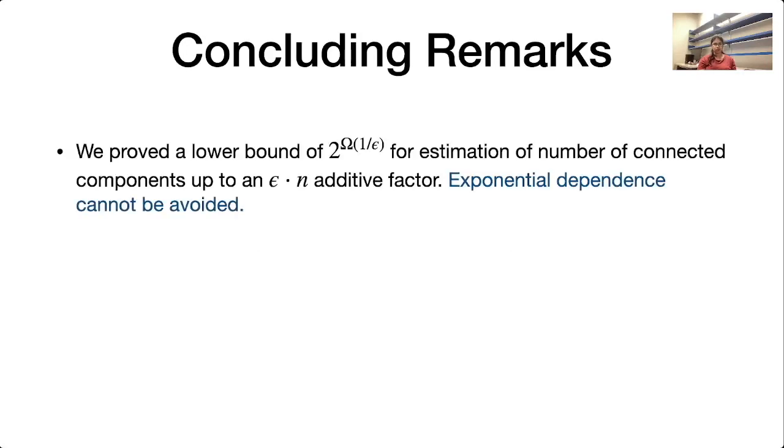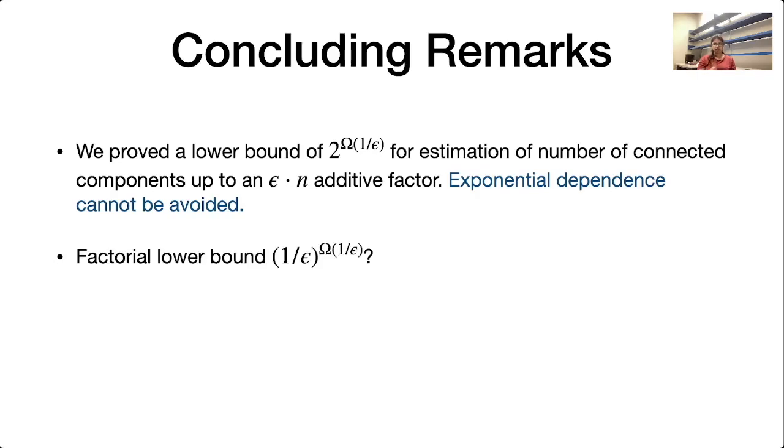I'm going to conclude this talk now. What we showed was a lower bound of 2 raised to omega of 1 over epsilon for estimation of the number of connected components up to some epsilon additive factor in random order streams, showing that this exponential dependence on epsilon cannot be avoided.